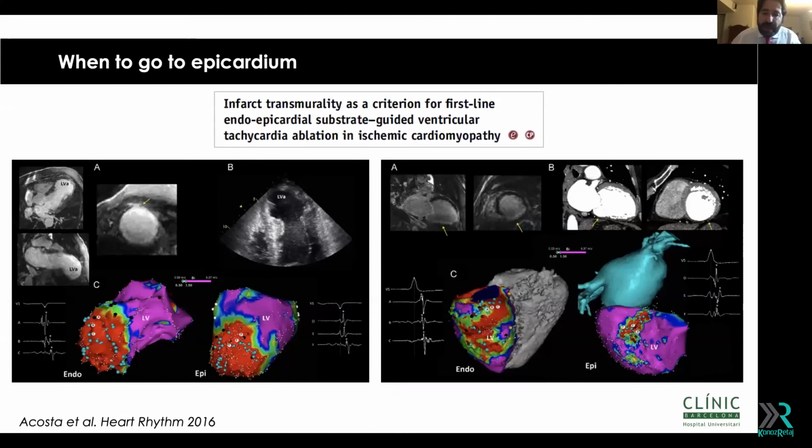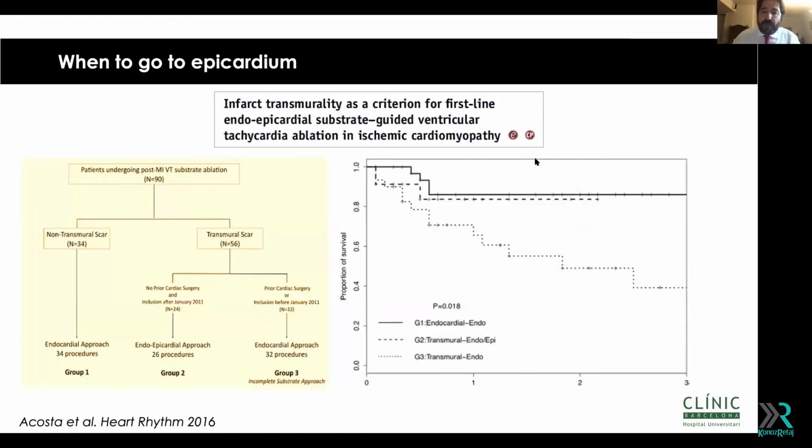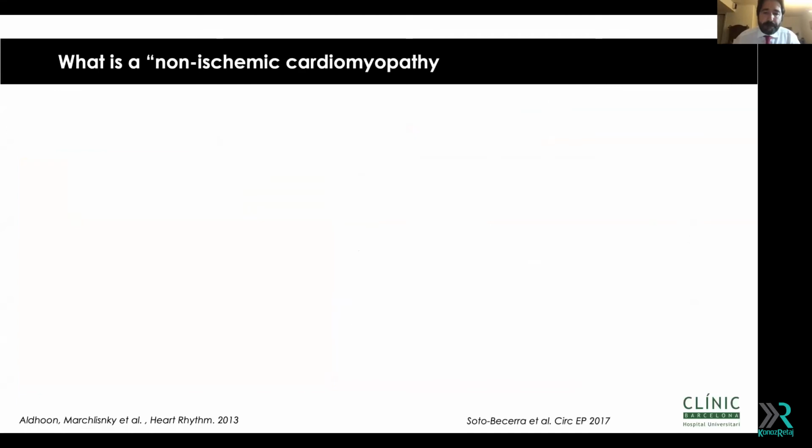And actually, this is the same concept. You can use the MRI to decide if you have to go to the epi or not. So if you use the MRI, like in this Kaplan-Meier, and you follow the MRI to go to the full substrate, then you will have fewer recurrences. It makes sense. If you abolish the full substrate, you will have better results.